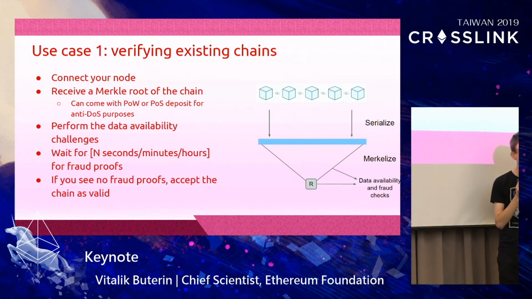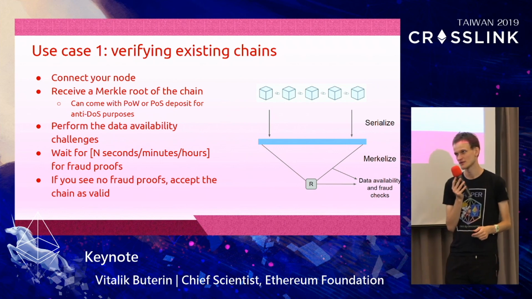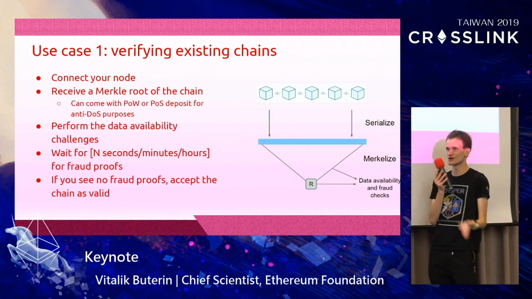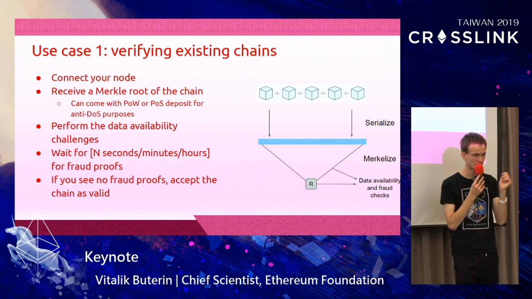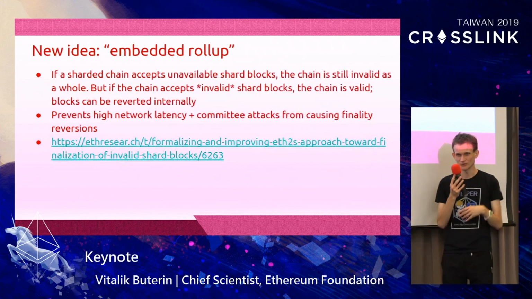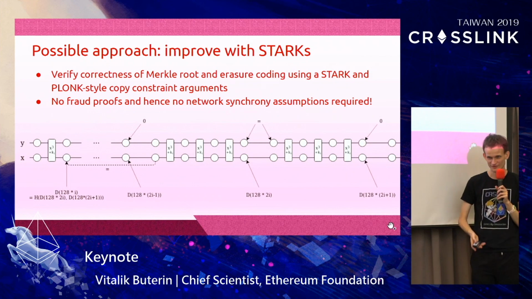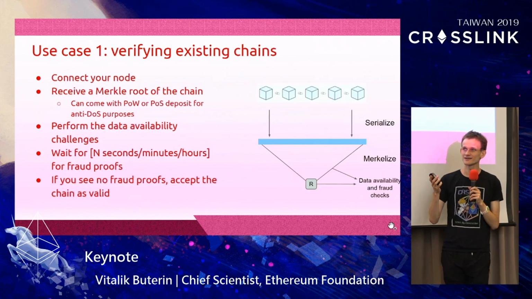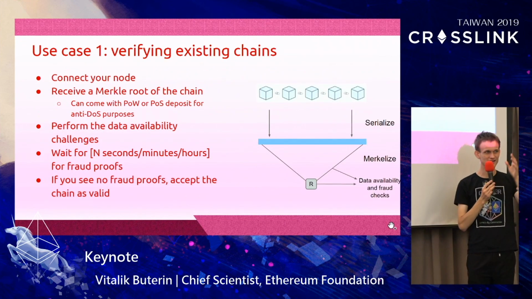One use case, and this is a use case that could theoretically be developed now, is verifying existing chains, right? Imagine you have a big long chain. It could be the Bitcoin chain, it could be the Ethereum chain, it could be the Bitcoin Satoshi's Vision chain, it could be whatever chain. And it has a lot of data.